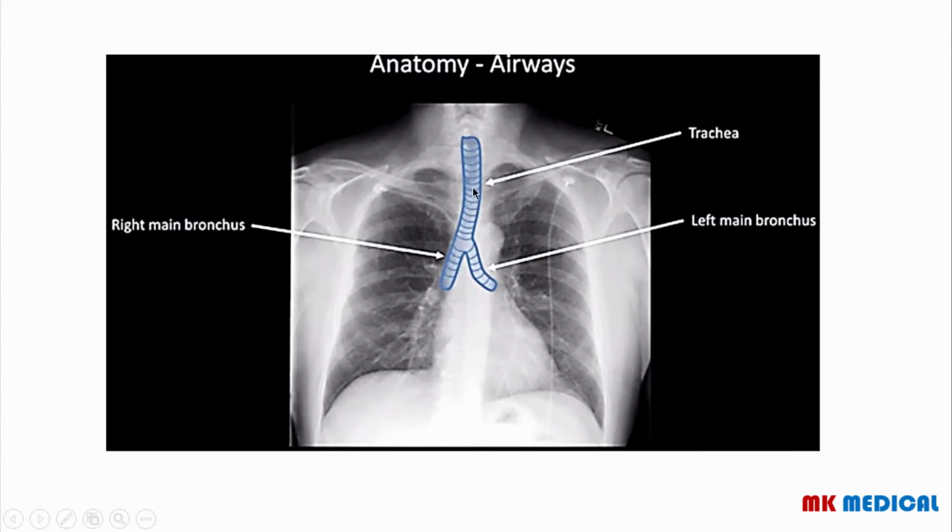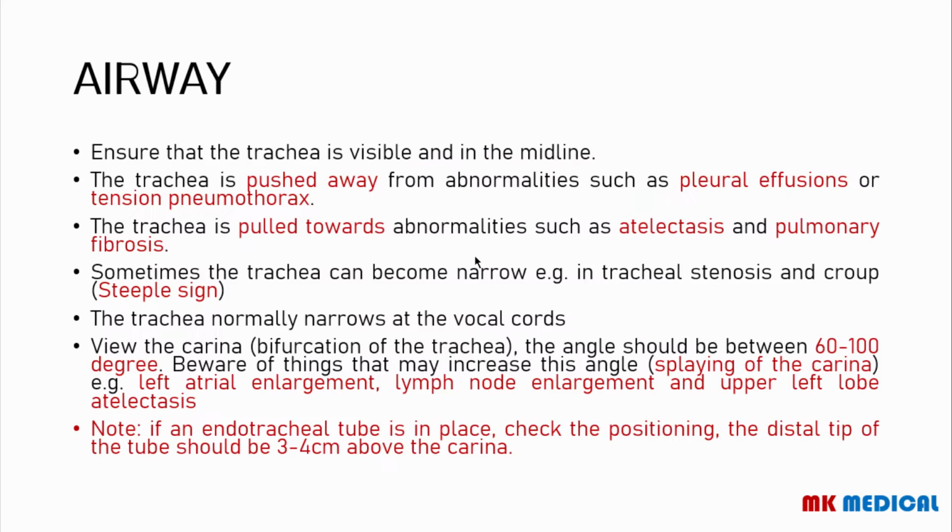So you have the trachea here, which is a bit curved in adults, but in children it's much more straight. Then you have your right main bronchus, which is almost in line with the trachea, and you have your left main bronchus here, which is angulated. So those are the three structures that are dealing with the airways.